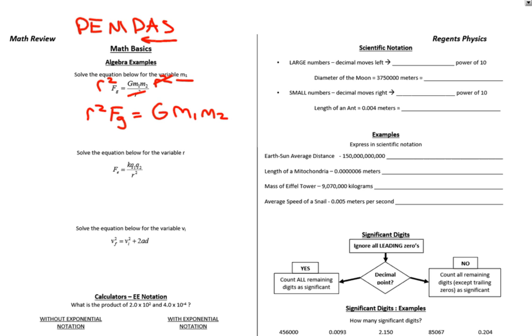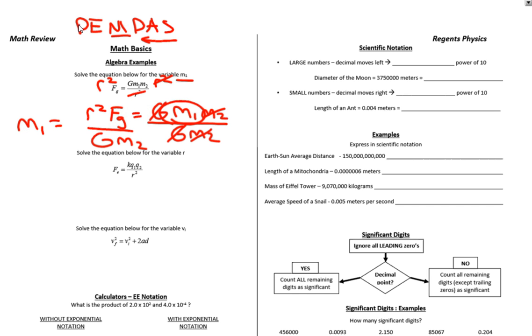So now I can deal with the multiplication. What I'm going to do is divide both sides by G m2. The G cancels out the G up there, the m2 cancels out the m2 there, and so I get a quantity that's solved for m1. So m1 equals r squared times F of G divided by G times m2.